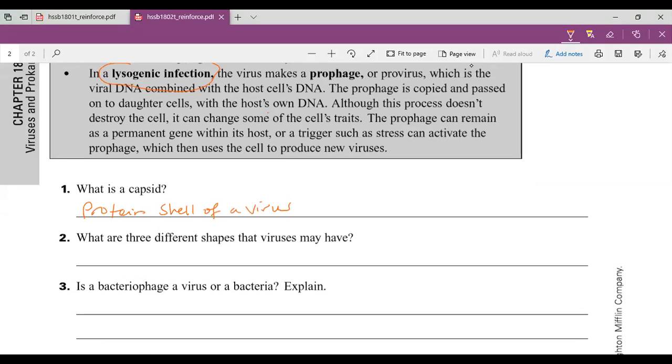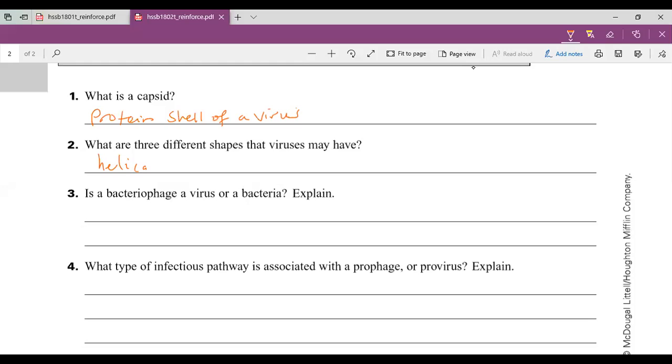What are the three different shapes a virus may have? Mention them. Helical, many-sided, or envelope. Envelope, right.